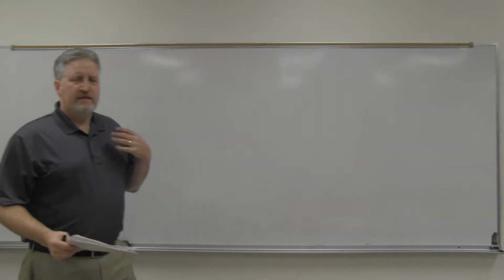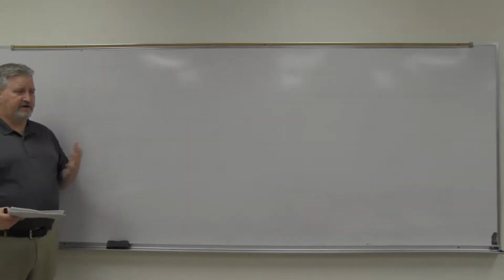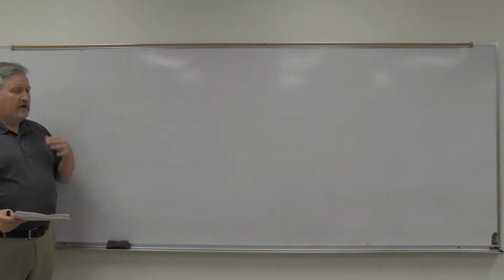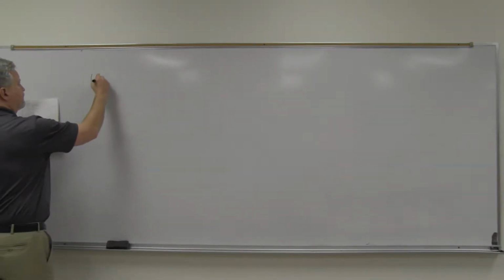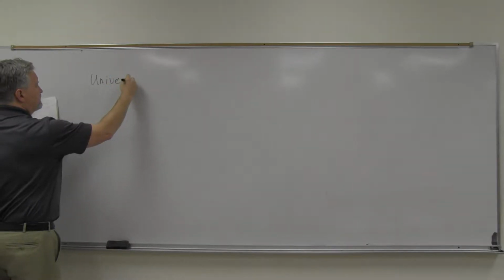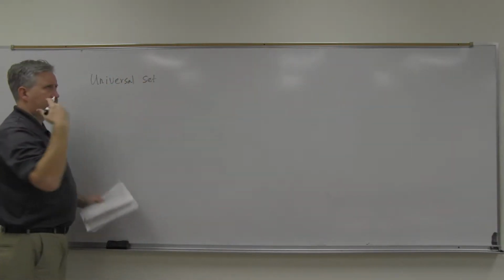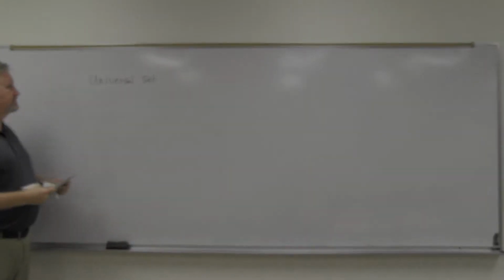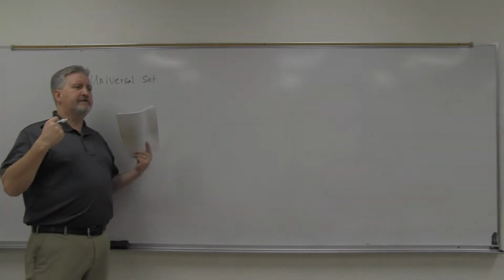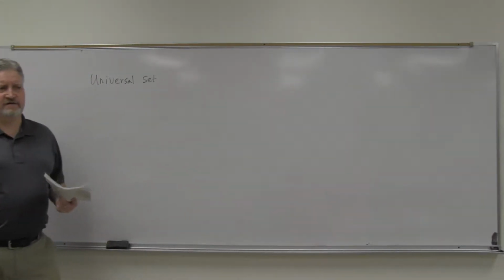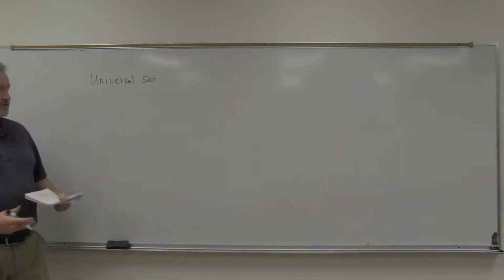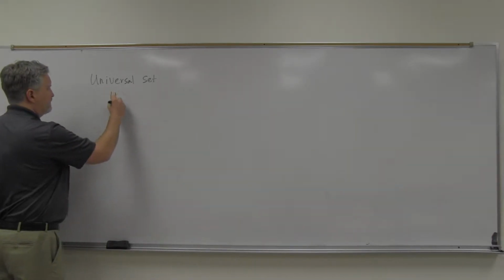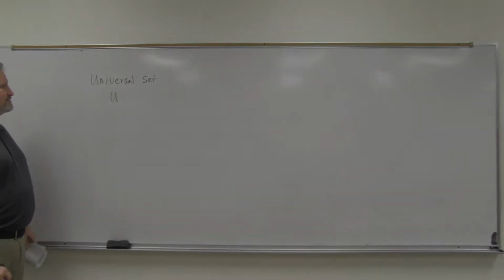Now there's some special sets of numbers that sometimes we'll consider. The first one: sometimes we'll need to limit our set a little bit to what is called a universal set. The universal set will just be the set of elements under consideration at a particular time or in a particular problem. And for obvious reasons, we would use a U for that.